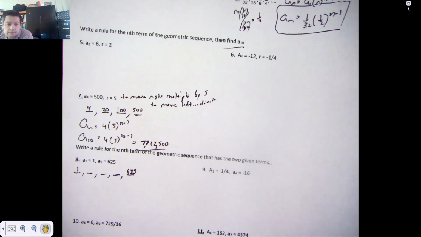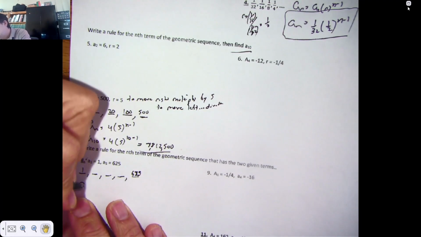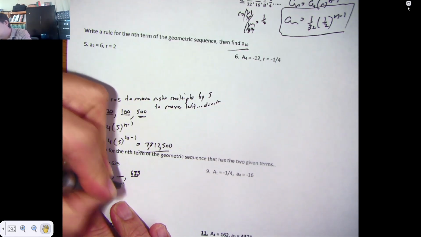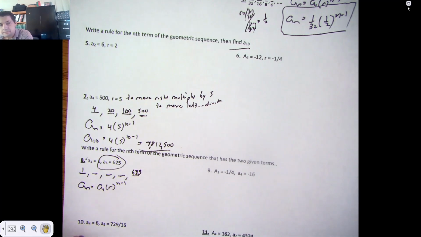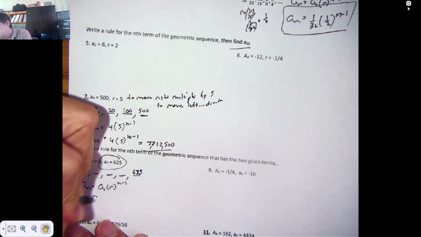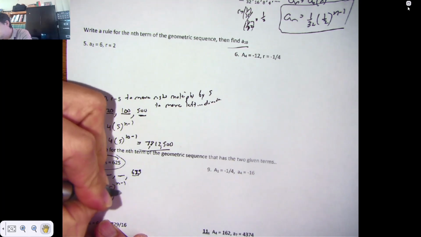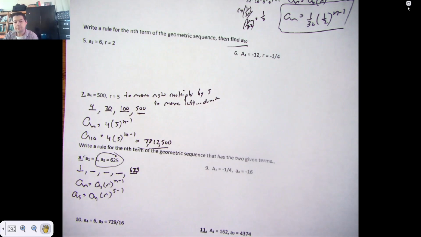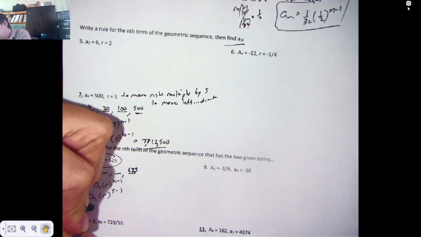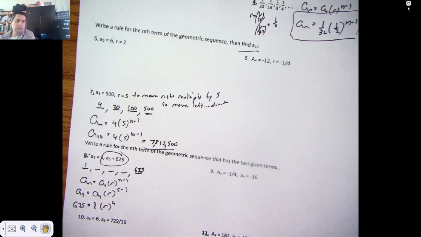Now I know formulas. What I did right there is great for a short sequence, but now I know formulas. I know this guy, that a sub n is a sub 1 r to the n minus 1. And I have the first term. A sub 5 would have to be equal to the first term times some ratio to the 5 minus 1. And the nice thing is I know a sub 5. I hope you understand why I put a 5 there. And I know a sub 1. So 625 is 1 times r to the 4th. And I'm almost done with this thing.